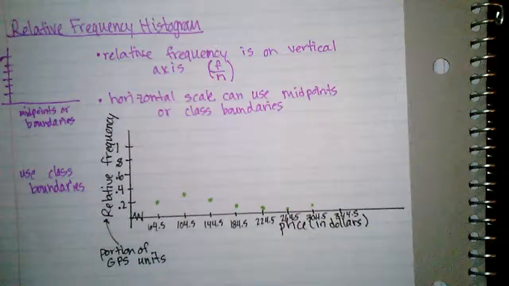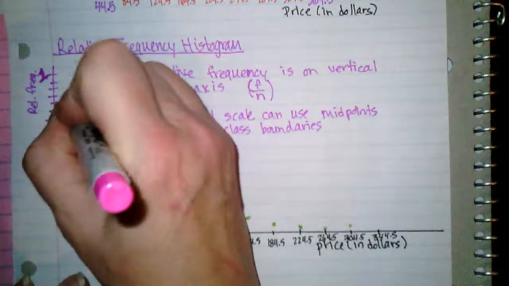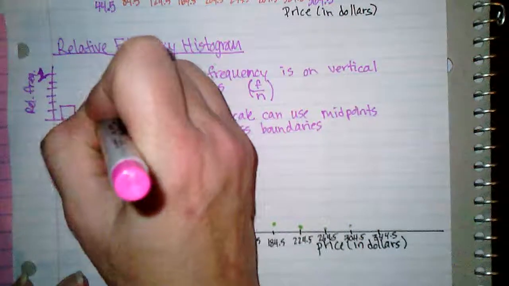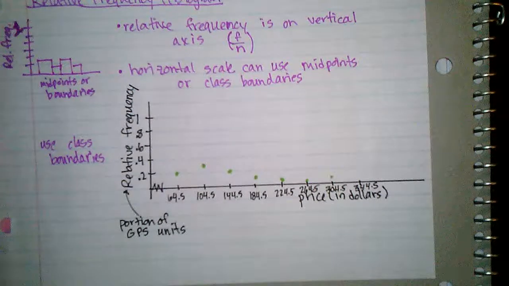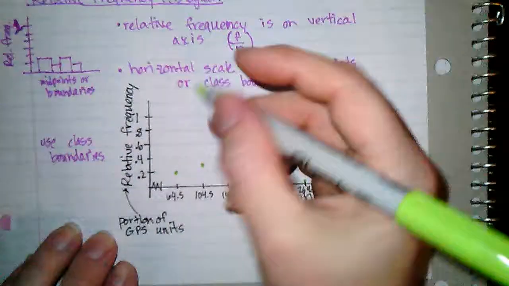I think I've messed up somewhere. Oh, because I'm not supposed to make them look like that. These are going to be a histogram, so they're going to be bars that are touching. Sorry, I'm trying to rush because my computer is giving me warning signals.